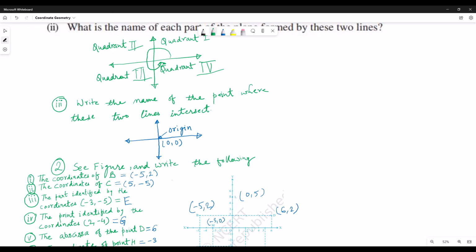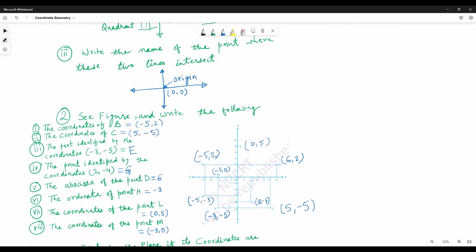Write the name of the point where these two lines intersect. So these two lines intersect at the origin. We say that point 0, 0. So x is also 0, y is also 0. From where x-axis and y-axis both start, that is the origin. The point of intersection of x and y-axis is the origin.